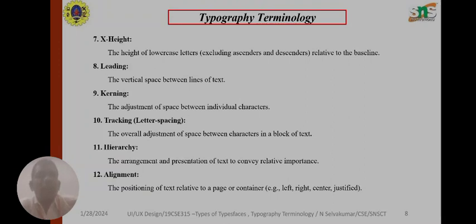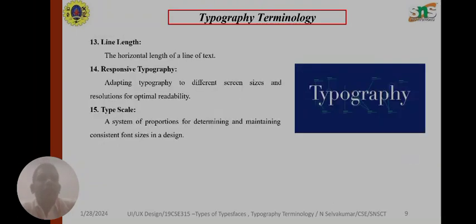Alignment: the position of text relative to the page or container. Examples: left, right, center, justified. Last one, line length: the horizontal length of a line of text. Responsive typography: adapting typography to different screen sizes and resolutions for optimal readability. Type scale: the system of proportions for determining and maintaining consistent font sizes in a design. So these are the different typography terminologies in UI design.